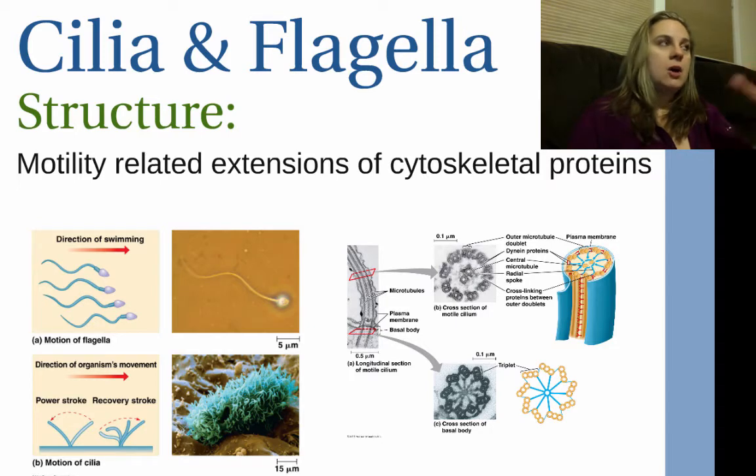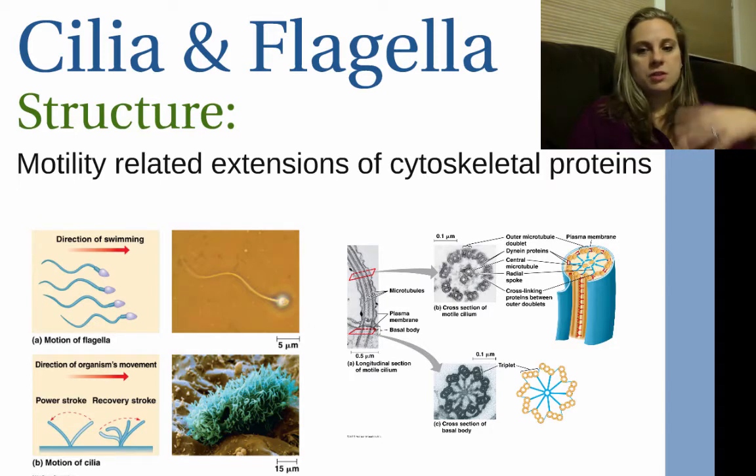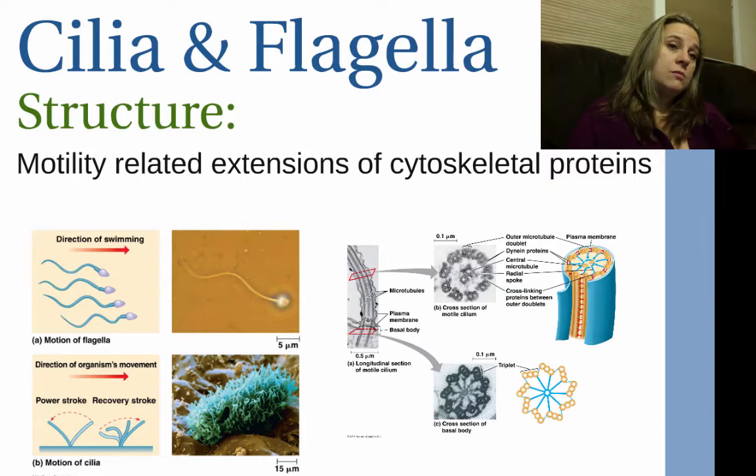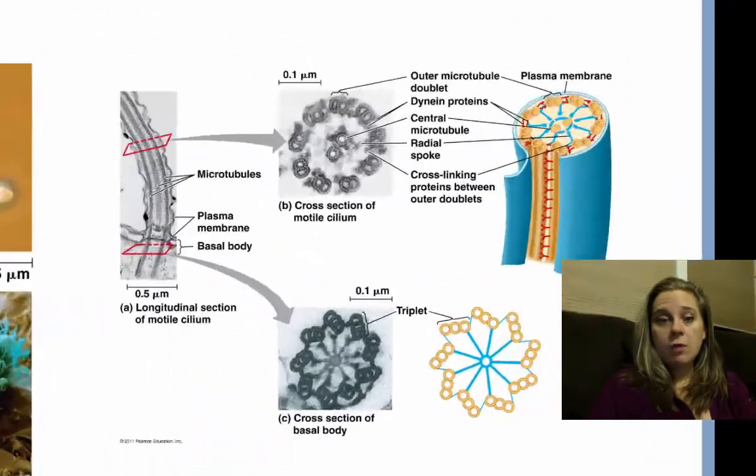Cilia are usually hair-like extensions around the whole surface of the cell, and they'll beat in order to move something, like the cilia that line our trachea and our bronchial tubes.